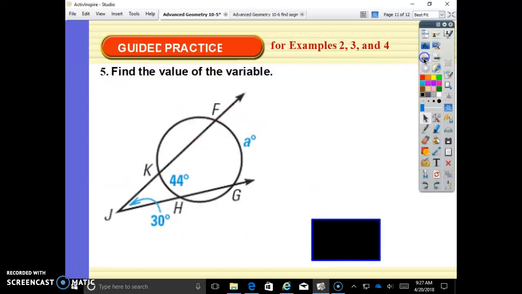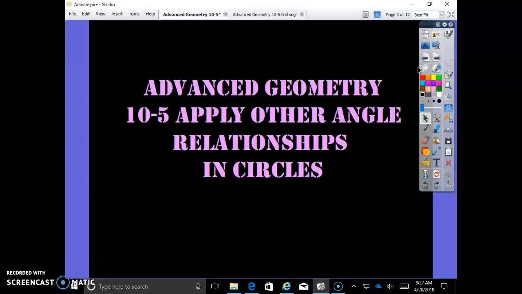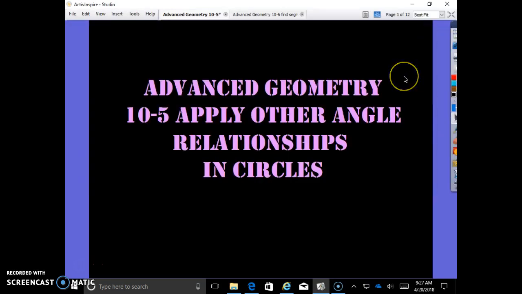That is everything for this lesson on 10.5. Apply other angle relationships in circles.